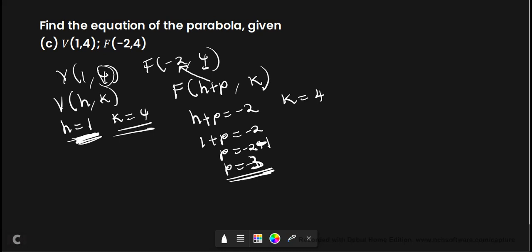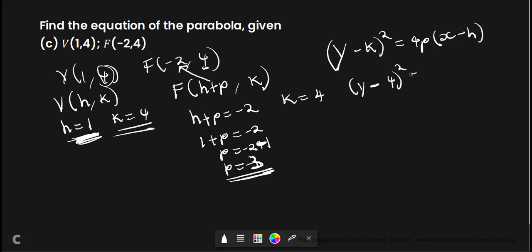After finding the p, that your p is negative 3, then what you do next, you write the standard equation of the vertex, which is h comma k. So what's your standard equation? Remember where it is moving. It's moving in the x-axis. So it's supposed to start with y, like that, right? Minus k squared equal to 4p. Then this side is x minus h. Such that you have y, what's k? It's 4. Equal to 4 there. What's p? Negative 3.